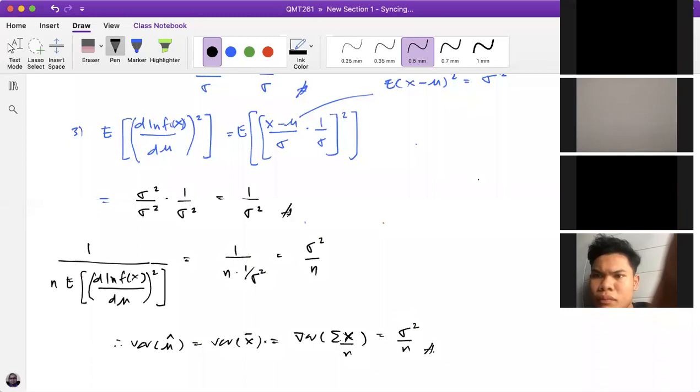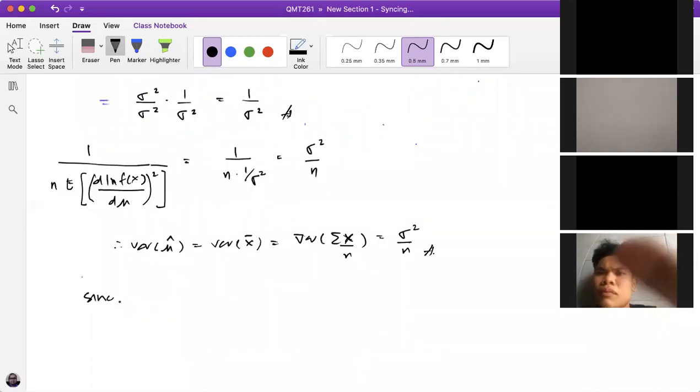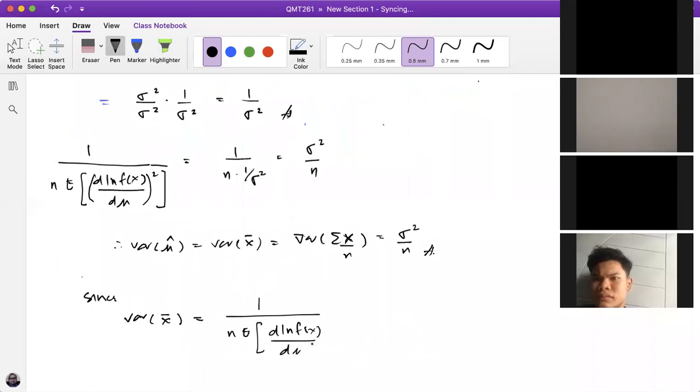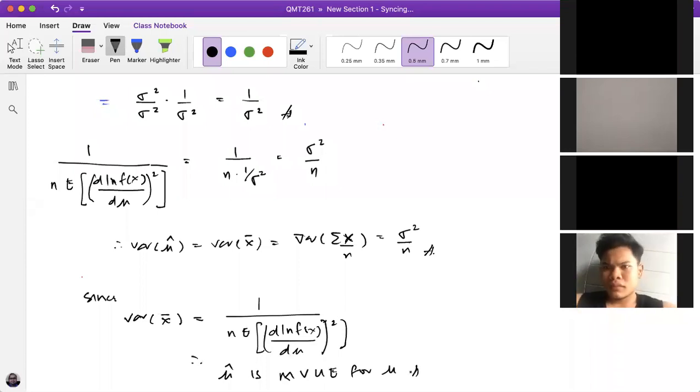So since the variance of x bar is equal to 1 divided by n times the expected value of the derivative of ln f(x) with respect to mu, squared, we can say that mu hat is the minimum variance unbiased estimator for mu. That's all.